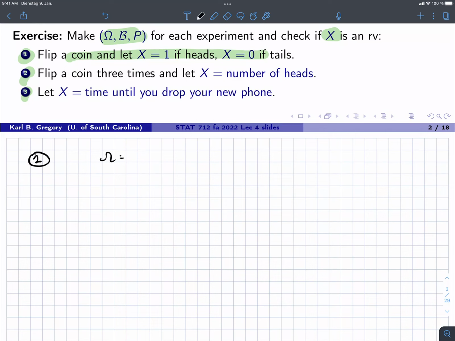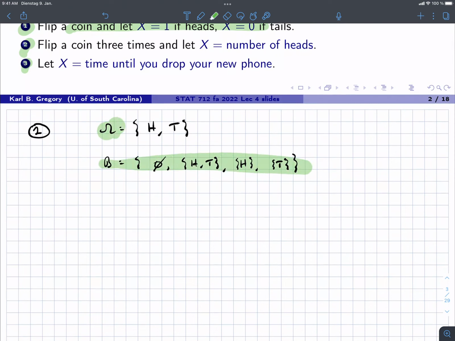So here the experiment is like I could get heads or I could get tails. That's the sample space of the experiment, omega. And a reasonable sigma algebra for my sample space would be to take all the subsets of omega, including omega itself. So take the empty set, take all of omega, take just h, take just t, and this is like the power set of omega. That's all subsets including omega itself. That can be our sigma algebra.